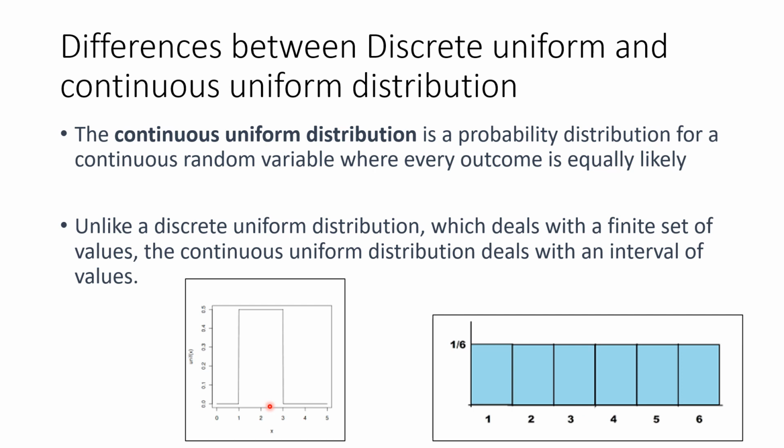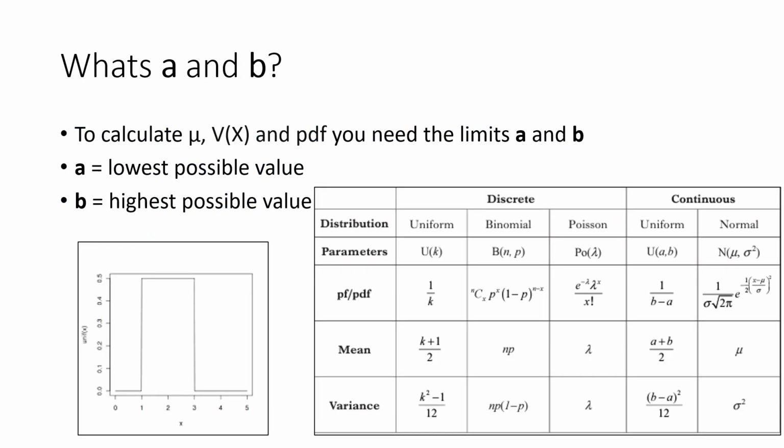But for a continuous uniform distribution, if the range is 1 to 3, it can be 1.1, it can be 1.01, it can be 1.001. In this uniform distribution, how would you find the mean, variance, and probability density function? You need the limits a and b. a is the lowest possible value you can get, and b is the highest possible value you can get. So in the graph, b would be 3, and a would be 1.